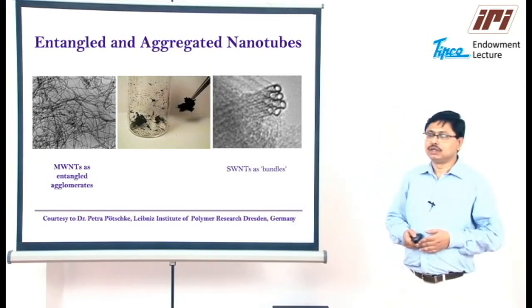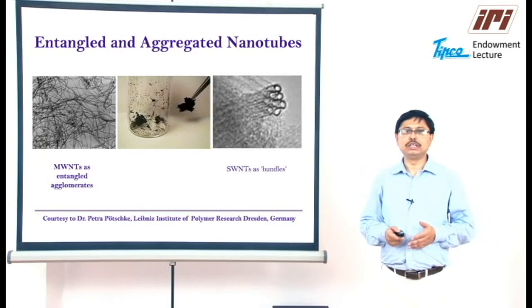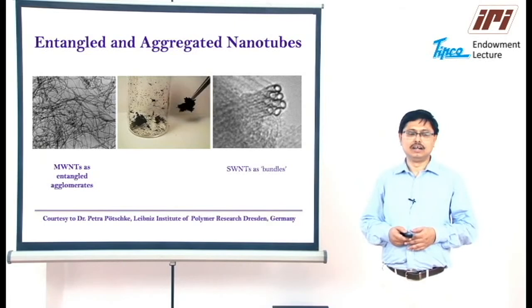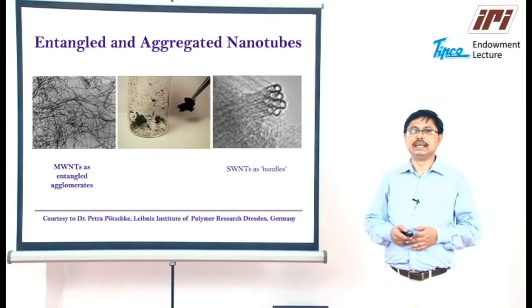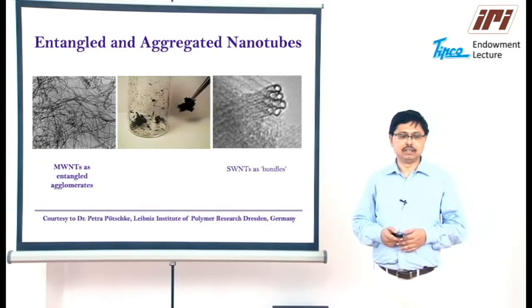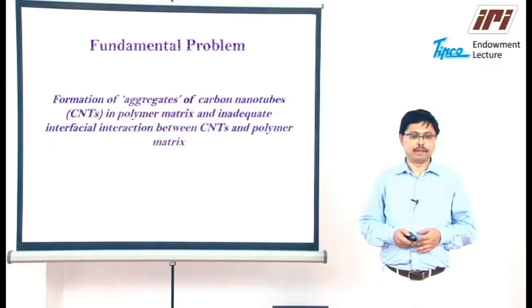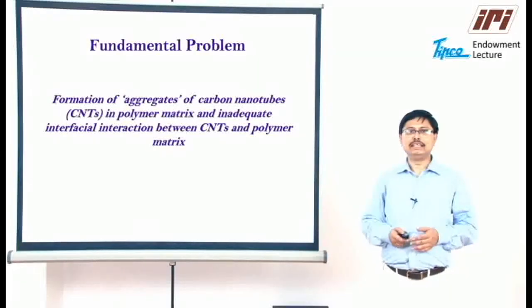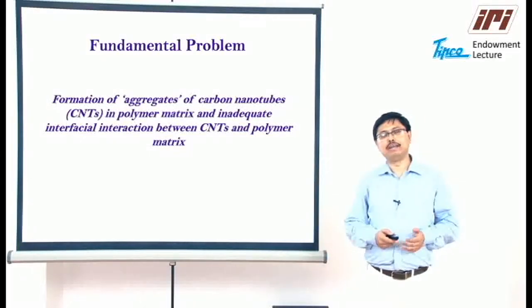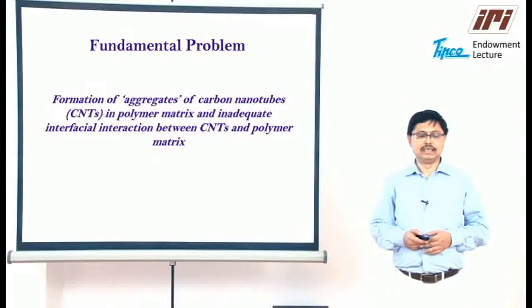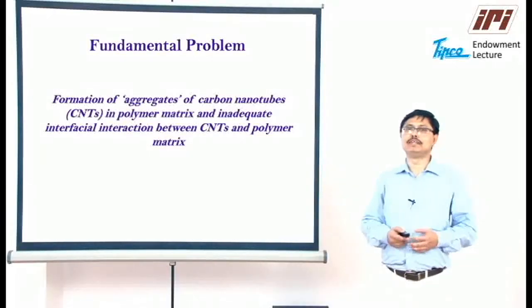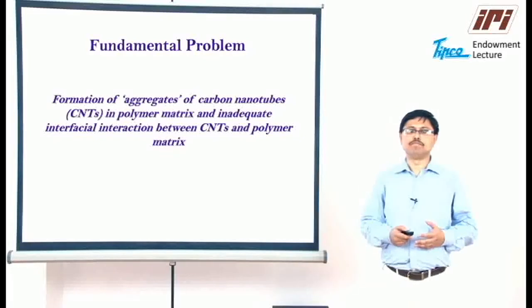It is also good to understand how they look. The multi-wall carbon nanotubes and the single wall carbon nanotubes are more like an entangled aggregate, whereas in the single wall carbon nanotube case, because of the high van der Waals forces of attraction, they form ropes or bundles. One can also observe how they look through the naked eye. So the fundamental problem while making the composite with the polymer matrix is the aggregate formation of carbon nanotubes, even if they are individual.